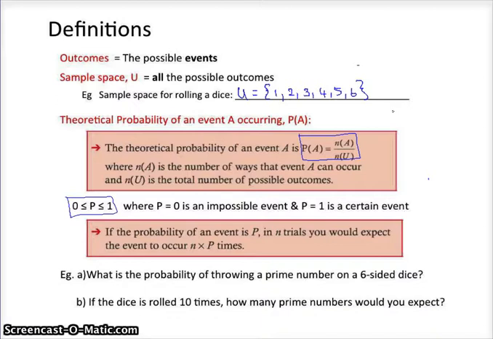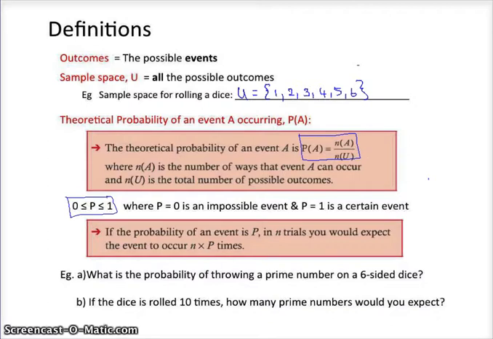Now, to calculate the theoretical probability of an event occurring, like for instance throwing a 2 on a dice, it's the number of times that the event occurs divided by the total number of outcomes. So the probability of throwing a 2 is 1, because a 2 only occurs once, divided by 6, because there's 6 different outcomes.